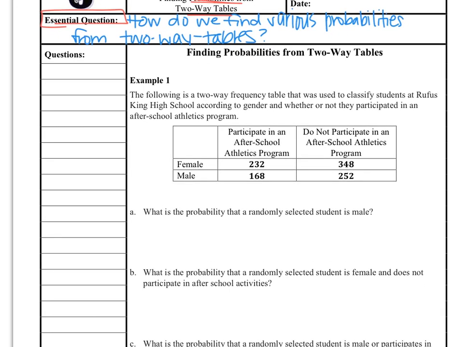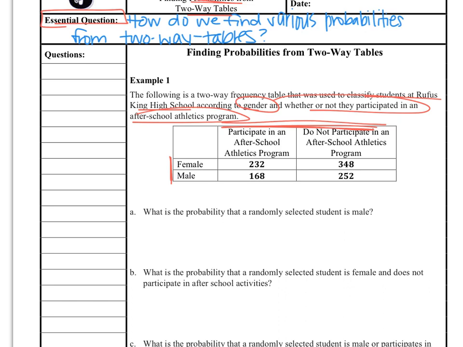All right, so we've got a two-way table. A two-way table has categories here and categories here. That's why it's two ways. And we are talking about classifying students at Rufus King High School according to gender and whether or not they participate in an after-school program. So those are our two categories. We've got gender and participation.